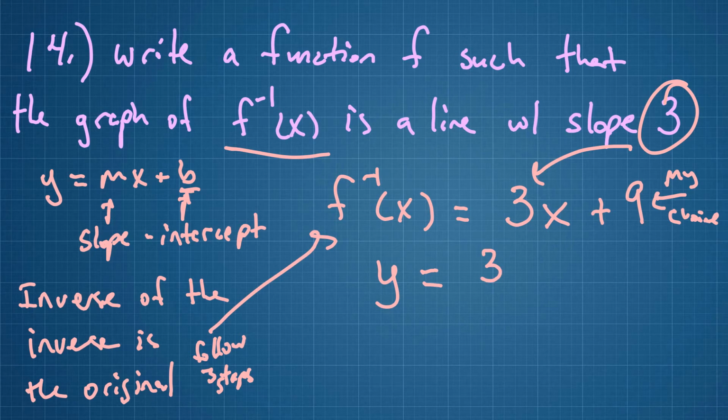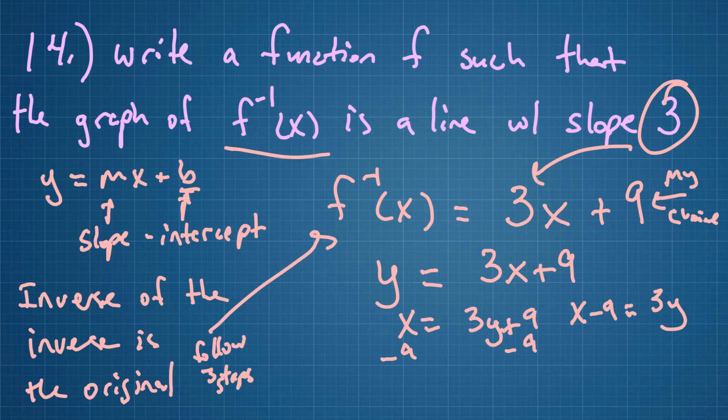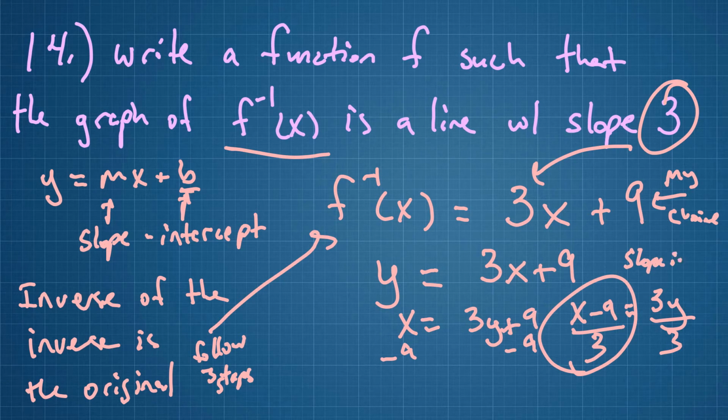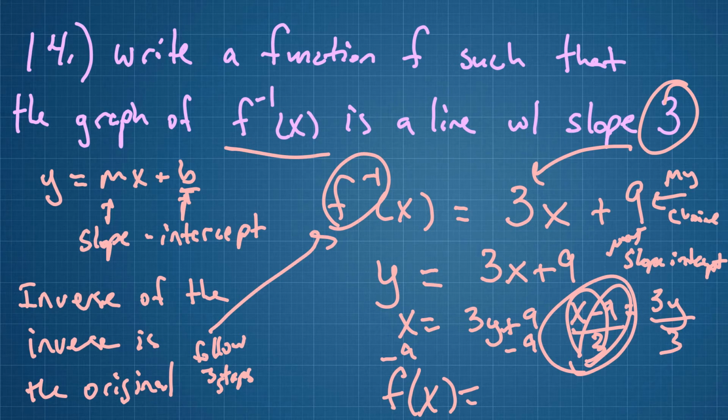So I write y is equal to 3x plus 9. I switch x and y, so I get x is equal to 3y plus 9. I subtract 9 from both sides. I get x minus 9 equals 3y. I divide by 3, divide by 3. Now remember, I have to have it in slope-intercept form, so I cannot leave it like this. That is not slope-intercept form. So I have to take that 3 to both of them. So my final answer, not f negative 1 of x, it's f of x, because we started with f negative 1 of x, is x over 3, or 1/3 x, minus 9 over 3 is minus 3. So that's my new function.